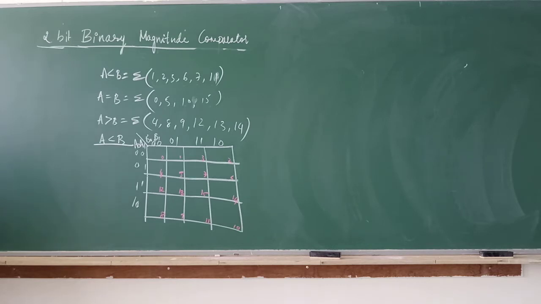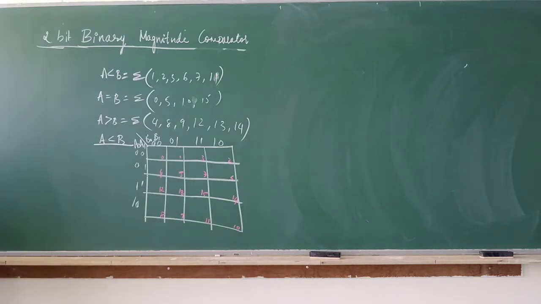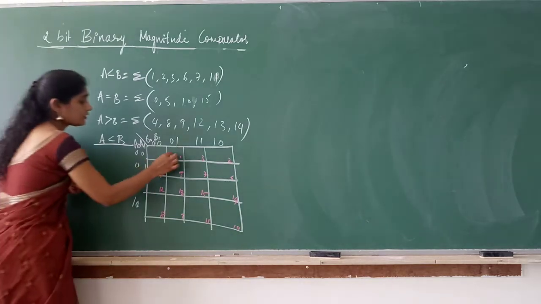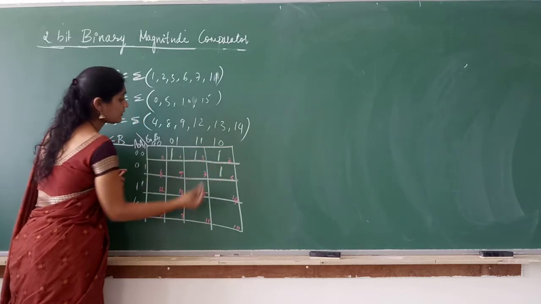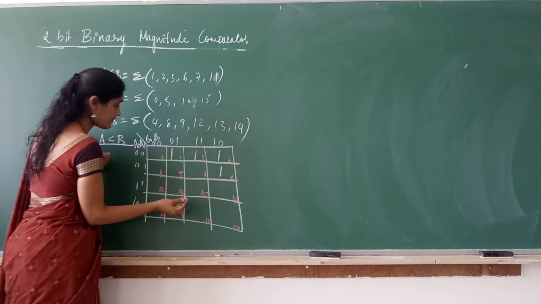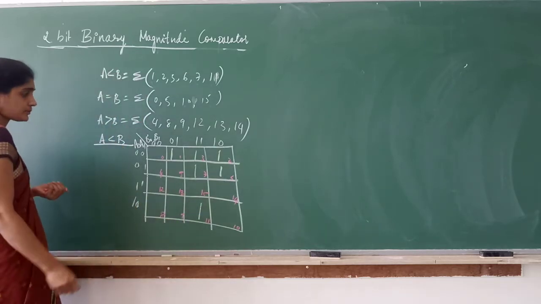Okay, minterms 1, 2, 3, 6, 7, 11. Simplify the K-map, simplify.